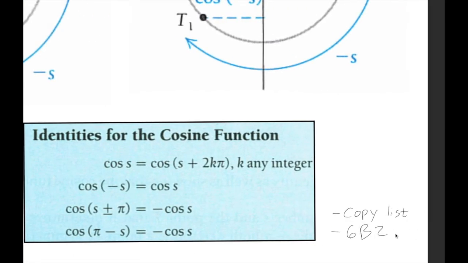For the moment, copy the problem list and do the first problem from assignment 6B2, and I'll see you in class.